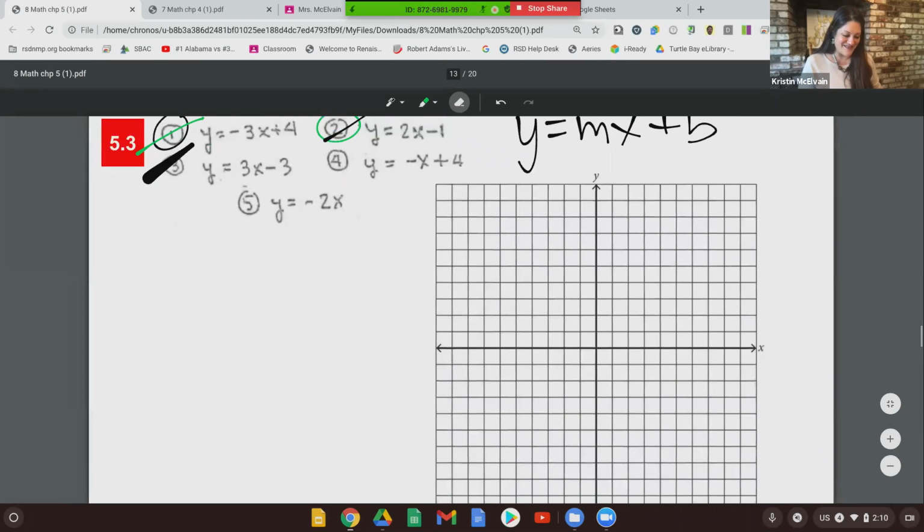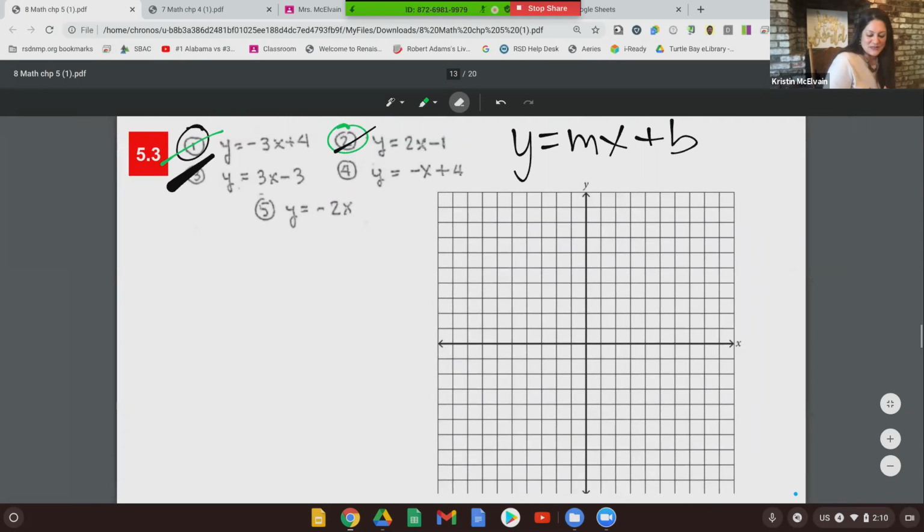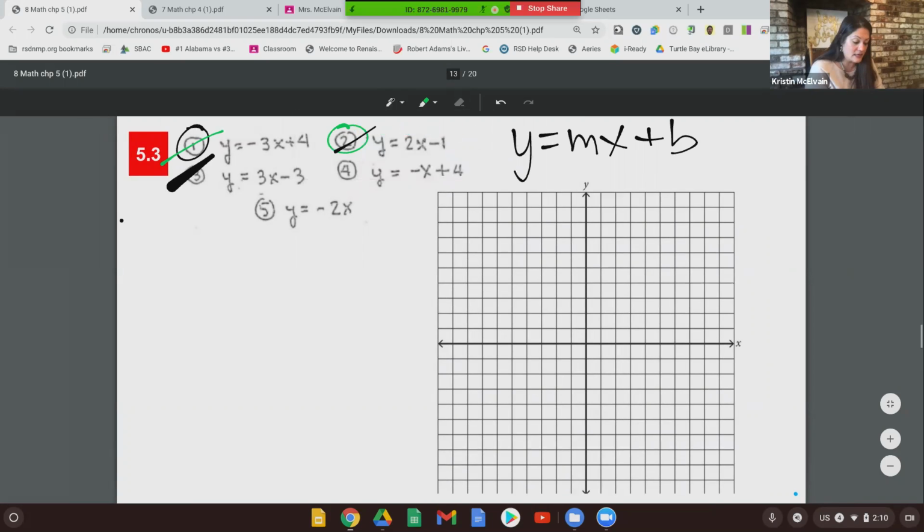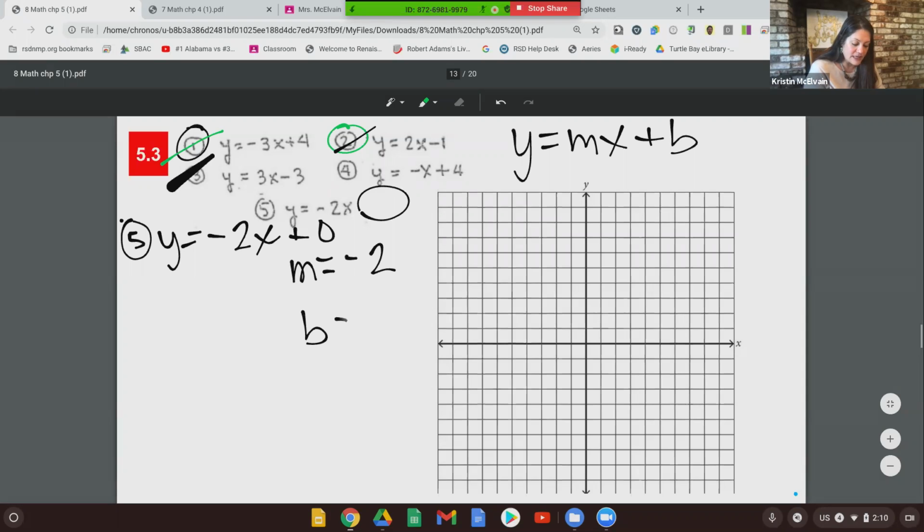All right, number 5. Y equals -2x. So when you look at this one, you should recognize that the b is what? Here's where our b would be. So it's actually a +0. So that way we know that it crosses the y-axis at the origin at 0, 0. So our slope is -2 and our b is 0.